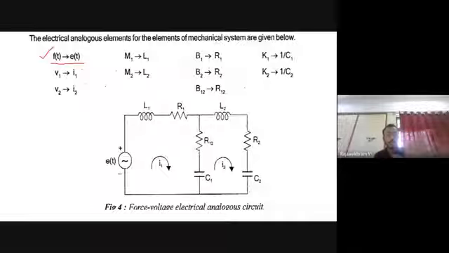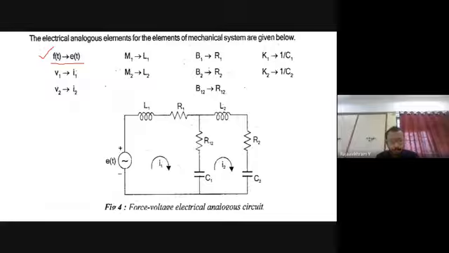So the f of t concept is in the mechanical translation system. Input is force. So in the electrical system, what is the input? Voltage. E of t is the input. Now we are discussing the force voltage analogy. In the force current analogy, E of t will be replaced by I of t. So first, f of t is the input, and E of t is the input in the electrical system.